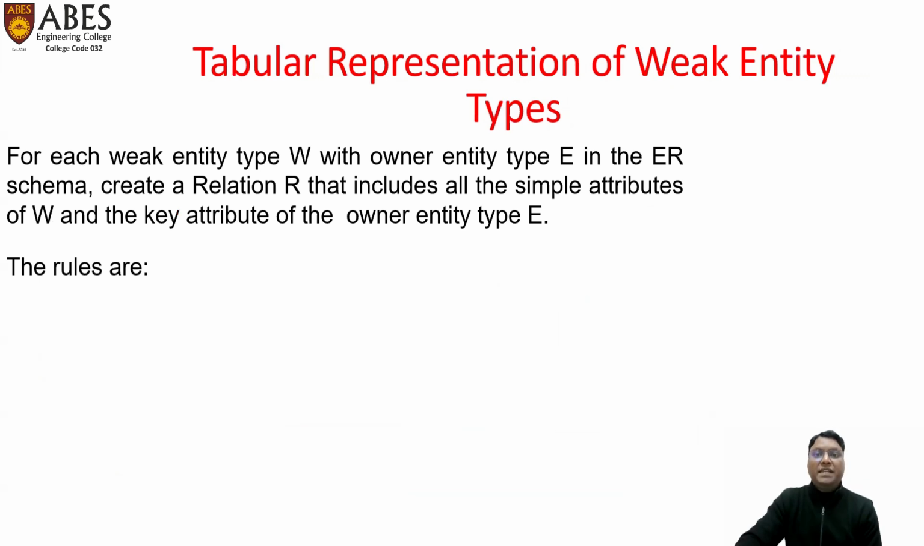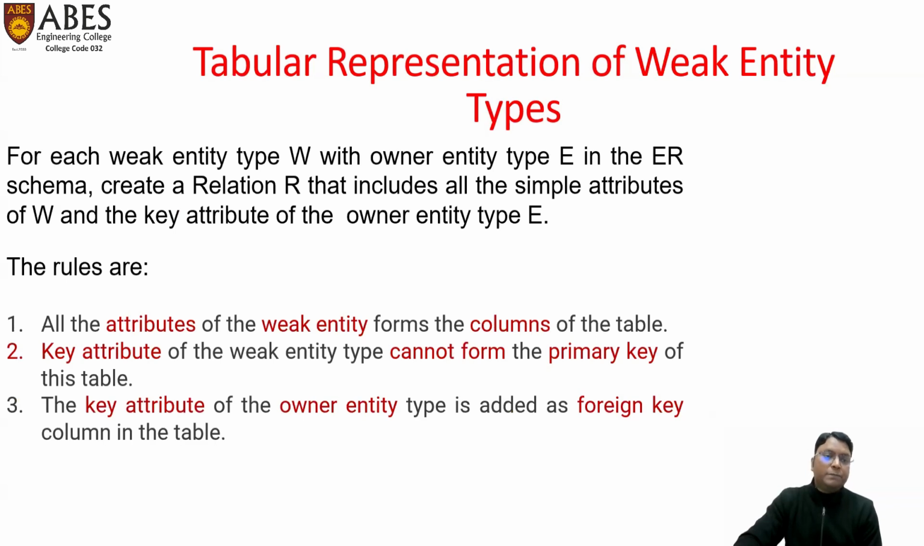Tabular representation of weak entity type. For each weak entity type W, with owner entity type E in the ER schema, create a relation R that includes all the simple attributes of W and the key attribute of the owner entity type E. The rules are, there are some rules also. All the attributes of the weak entity form the columns of the table. As in the strong entity case, the key attribute of the weak entity type cannot form the primary key of the table. The key attribute of the owner entity type is added as a foreign key column in the table.